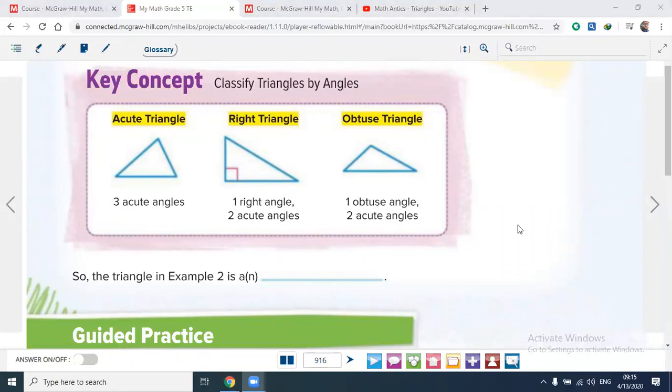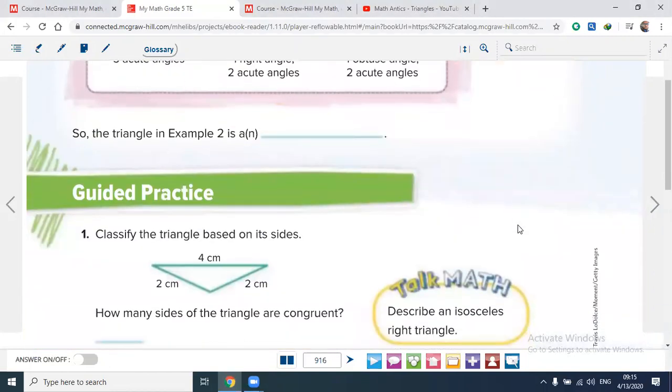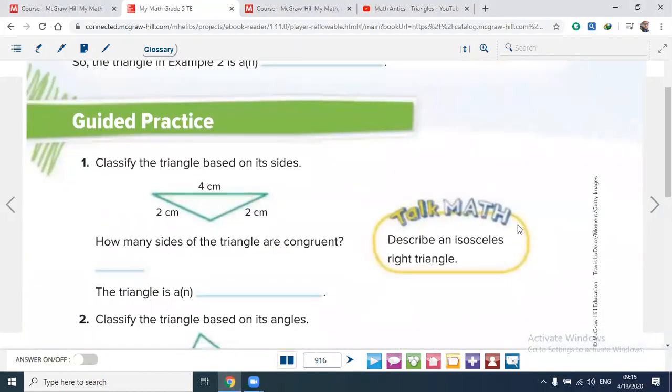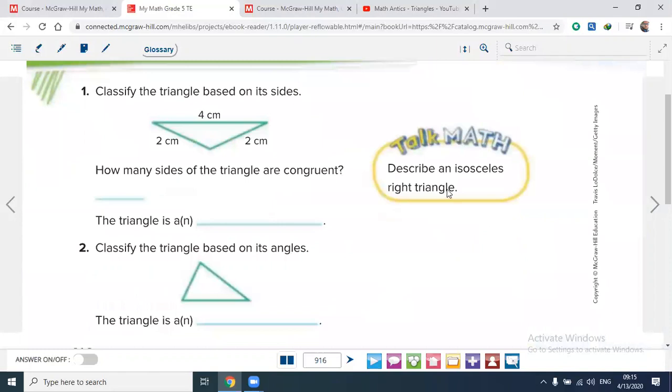Now go for the guided practice. Here I have number one. Classify the triangle based on its sides. Here I have unequal sides. How many sides of the triangle are congruent? Congruent means equal sides. Now, how many sides do I have that are equal? Anyone can answer, on page 916.